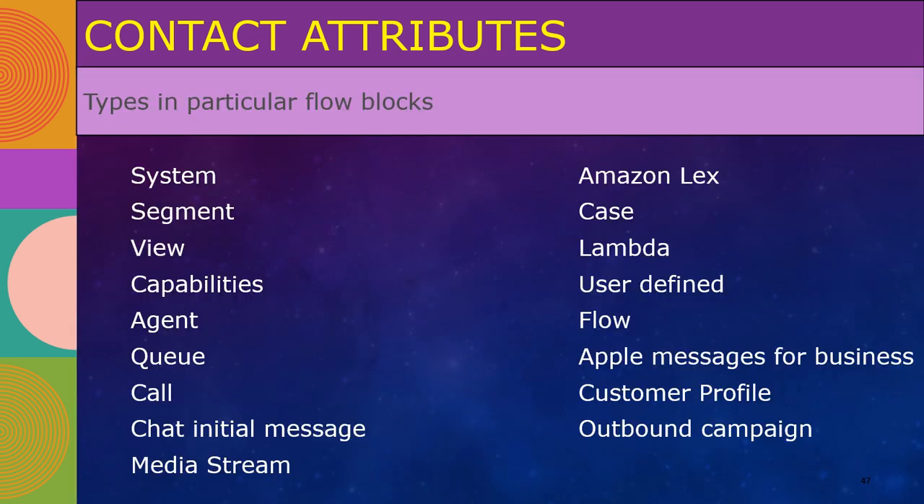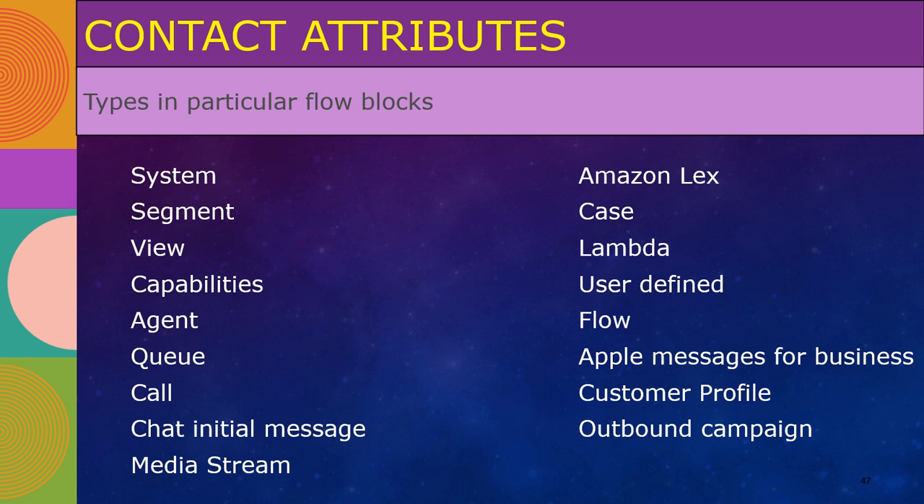Okay, so what are the types of the contact attributes? Now, you always use what you need. I mean, you don't have to know all this stuff, but whatever you're trying to do, you would wind up going to these contact attributes and see what they are. And so these are the different types of attributes which are available in particular flow blocks. Some of them might be available, some of them might not be, depending on what block you're in, depending on what the block is doing. You could use different types of contact attributes.